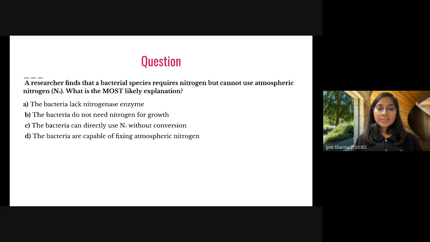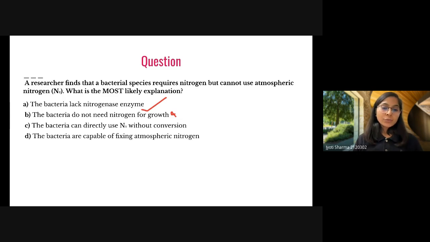So the best explanation is that the bacteria do not have that enzyme. That enzyme can fix atmospheric nitrogen and transform it into, let's say, ammonia. So they do not have that particular enzyme, so that's why they cannot directly use this atmospheric nitrogen. Okay, so A is the right answer, that bacteria lack nitrogenase enzyme. Then bacteria do not need nitrogen for growth. This is the wrong statement because, to my best knowledge, all bacteria need nitrogen for growth.